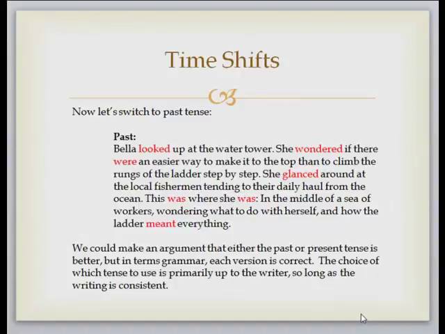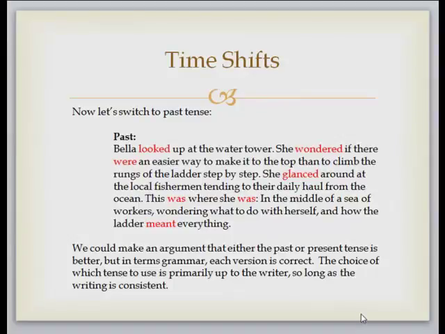So here we go. Bella looked up at the water tower. She wondered if there were an easier way to make it to the top than to climb the rungs of the ladder step by step. Those all stayed the same from our original, right? So now she glanced around at the local fishermen tending to their daily haul from the ocean. This was where she was, in the middle of a sea of workers, wondering what to do with herself and how the ladder meant everything, right?